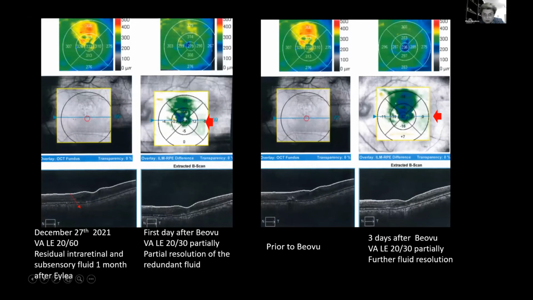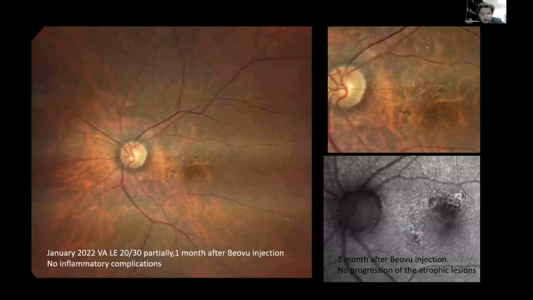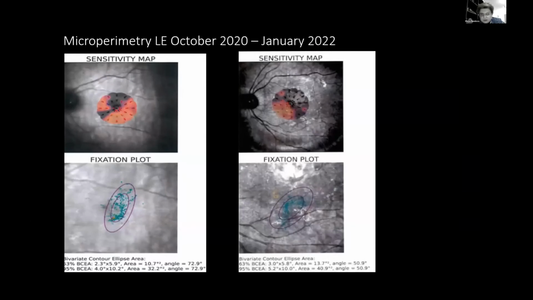On the first day, she already had a substantial decrease in the edema. It went on to progress further. Vision improved to 20/30. There were residual spots of edema that regressed nicely. You can see the total regression of the edema over the next 4 weeks. And interestingly, it started on the first day and it went on to continue further after that. That is the wide field, no inflammatory complications, and the atrophic changes did not progress. Now, this is the microperimetry of the patient.